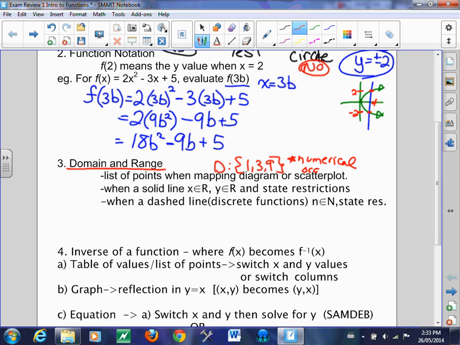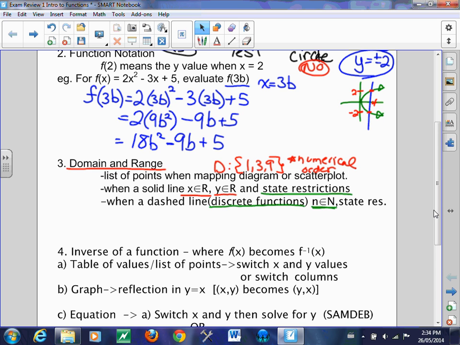So numerical order. Okay? When it's a solid line or a function, remember it's either x belongs to a set of real numbers or y belongs to real numbers, such that, and then don't forget to state any of your restrictions. Okay? When we have a dashed line, which is discrete functions, so that's our last unit 7 and 8, we have that n belongs to a set of natural numbers instead of real numbers. Okay? And then state the restrictions. Okay? Because remember, natural numbers, you can't have decimals or fractions, so that's why we call it discrete functions.